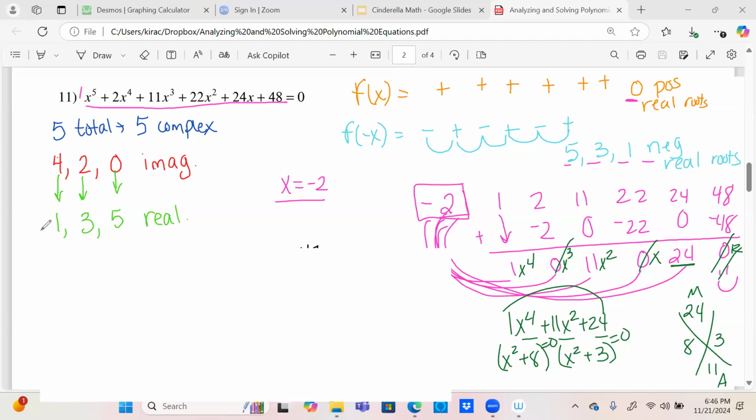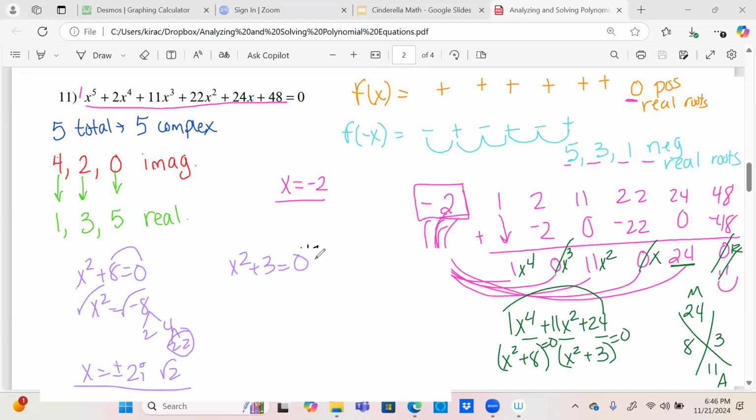So we have x squared plus 8 equals 0, and x squared plus 3 equals 0. This will come over and be negative 8, root. That's 2 times 4, 2 partner. So that'll be a 2 on the outside, a 2 back in, and an i. Don't forget your plus minus.